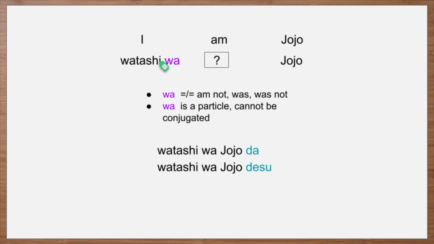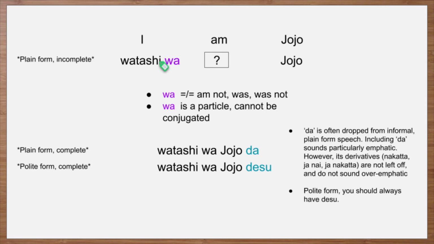The complete polite sentence is Watashi wa Jojo desu. Da is often dropped from informal plain form speech. Including da sounds particularly emphatic. However, its derivatives, janakatta, janai, nakatta, are not left off and do not sound over-emphatic. If you are using polite form, you should always have desu.